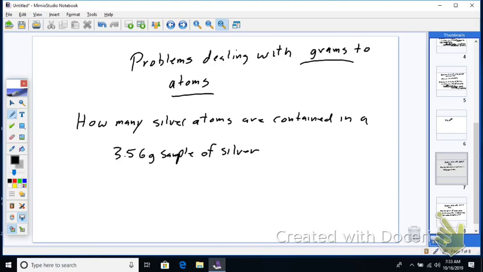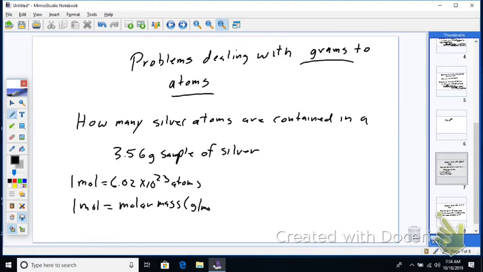We know that 1 mole is equal to 6.022 times 10 to the 23rd atoms. We also know that 1 mole will equal the molar mass of a compound, and that would be measured in grams per mole. So we know those two things, depending upon what element we're talking about.